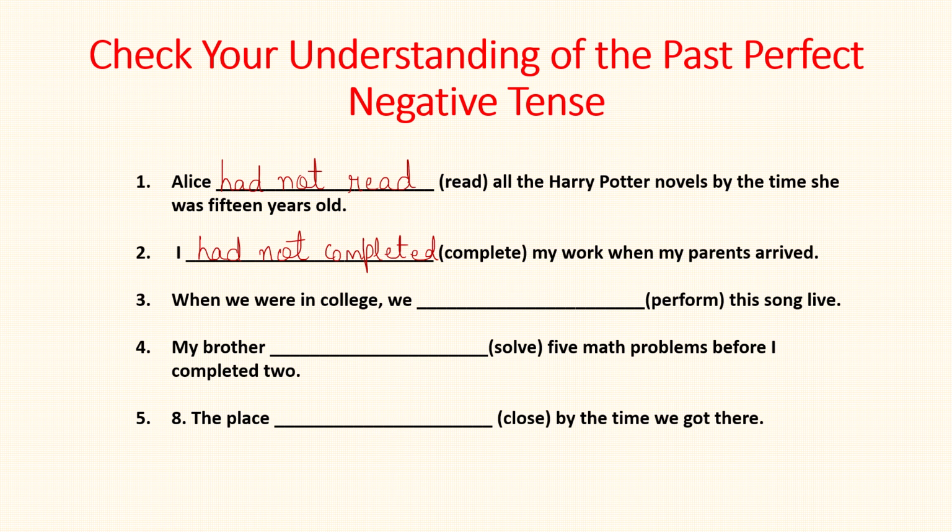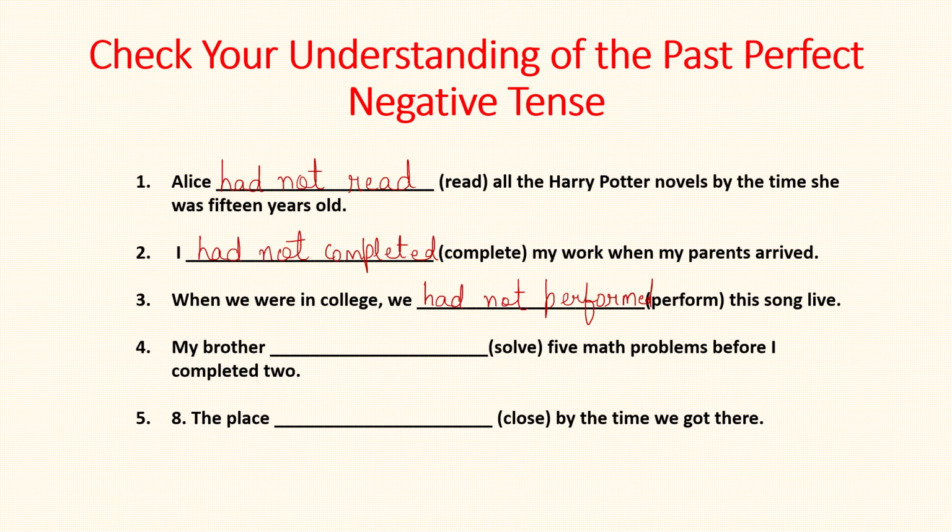When we were in college, we dash performed this song live. We had not. Third form of the verb perform is performed. We had not performed this song live.